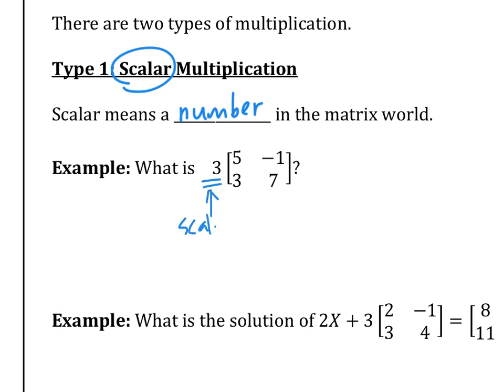So usually we would call this the coefficient or the constant. We don't say that anymore. We say scalar. So what is the scalar times the matrix? Very easy. You just kind of distribute it to every single element in this matrix. So this is going to be 15, -3, 9, 21.